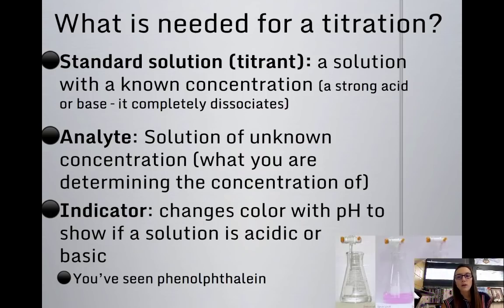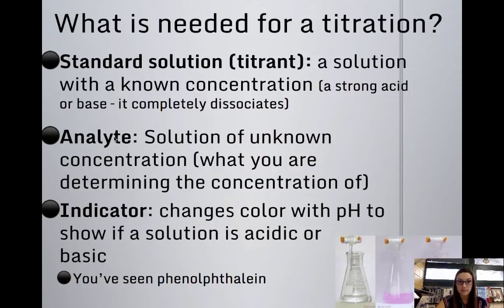Okay, so when we are thinking about titrations, we want to look at what is needed. There are 3 things that we typically use during a titration. We use what's called the standard solution, which is also called the titrant. This is what actually goes in the burette. A standard solution means that you know the concentration. Typically this is going to be a strong acid or a strong base, which means it completely dissociates, breaks up completely. So when you have a standard solution, you know the concentration of that. So maybe it's 0.1 molar NaOH.